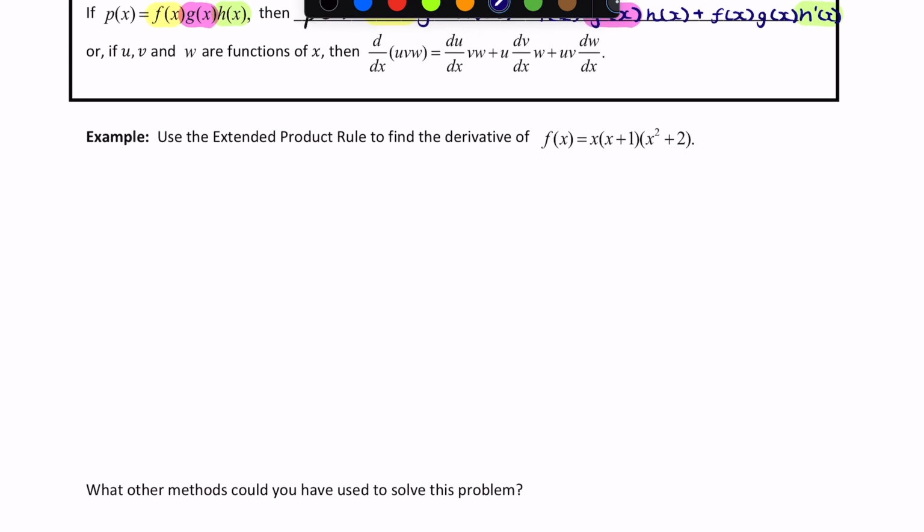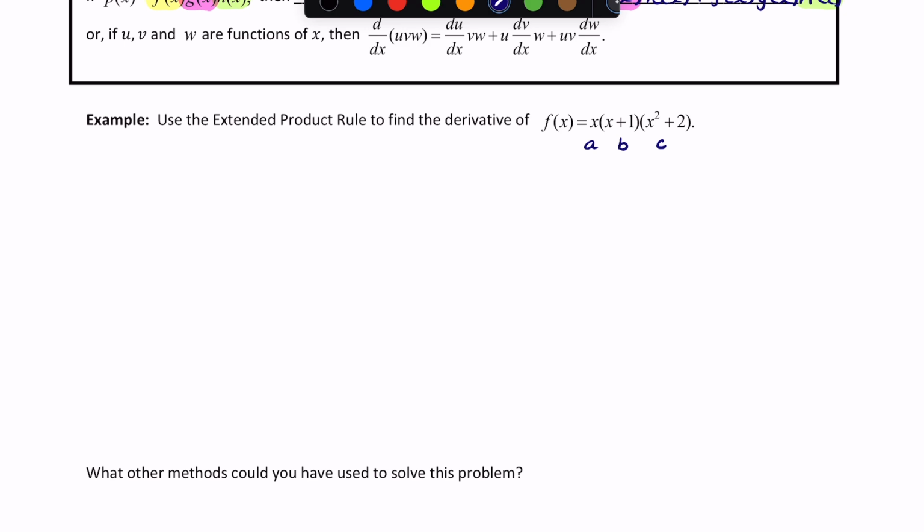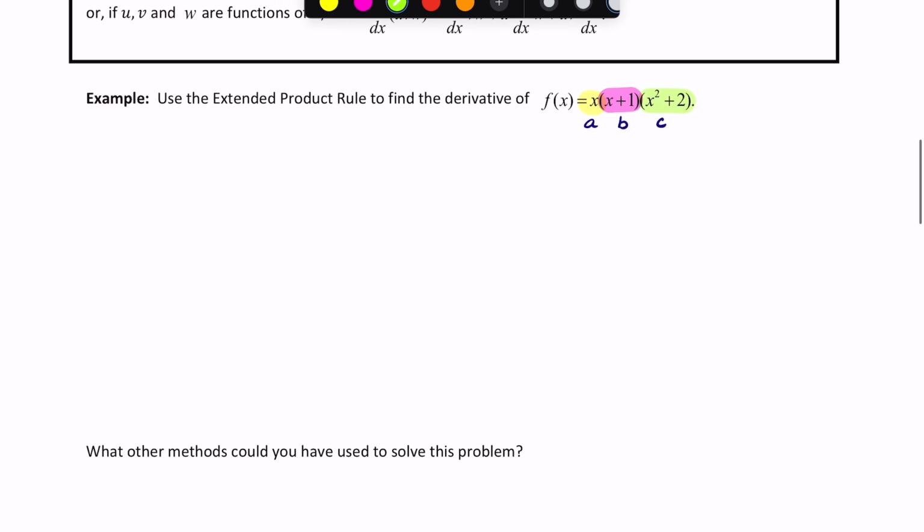So here again, f of x is equal to x times x plus 1 times x squared plus 2. And we'll just label these simply as a, b, and c. So x as a, x plus 1 as b, and x squared plus 2 as c. So let's just highlight these as well. So x in yellow, x plus 1 will be in pink, and then x squared plus 2 will be in green.